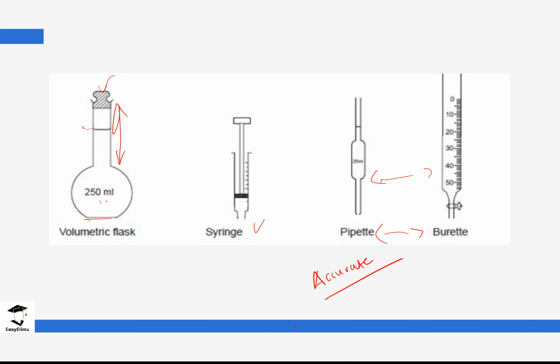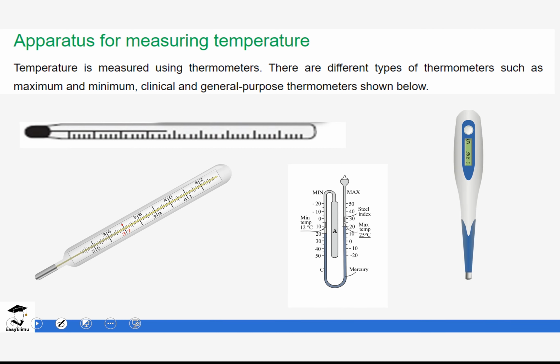This is how the burette looks. It has a tap and it is graduated. And the pipette comes in different sizes as well. Also note the spellings of the same. Next, we are going to look at measurements of temperature.